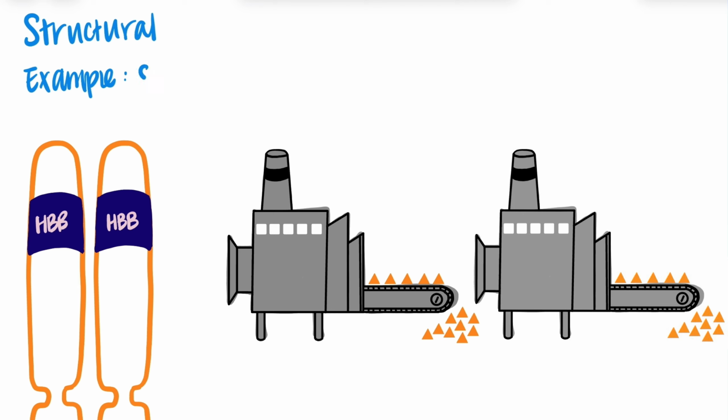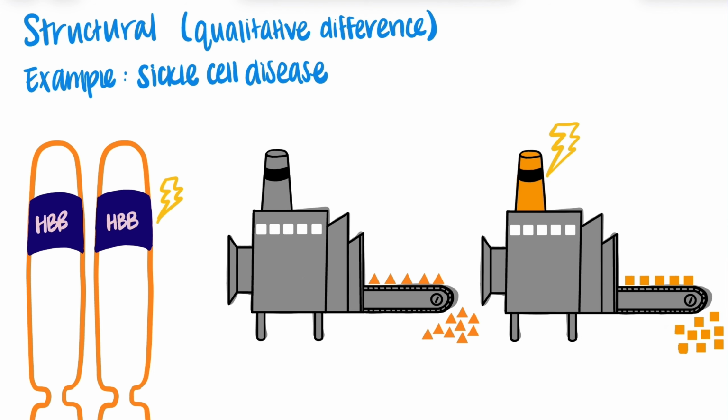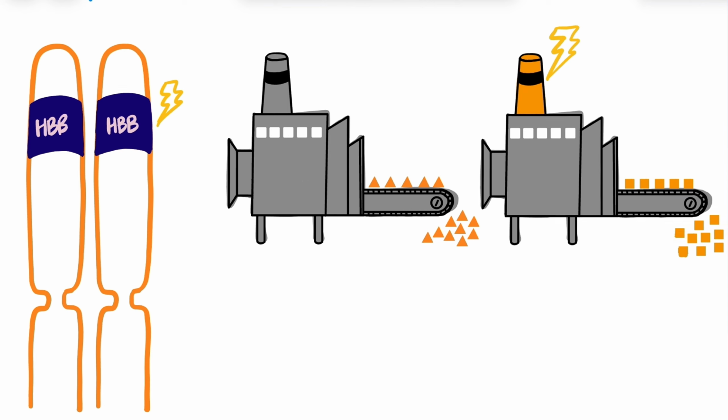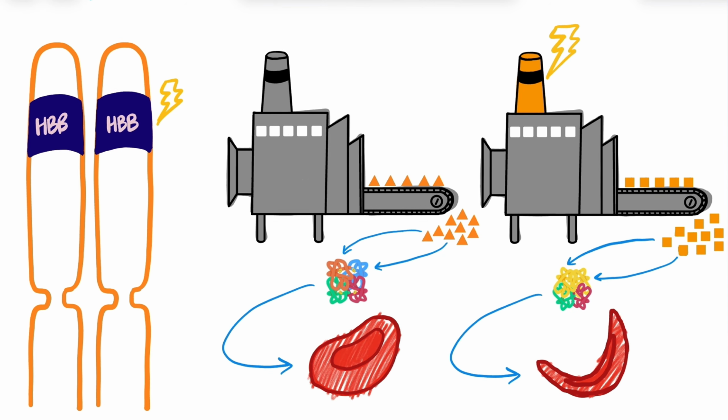Let's now take a look at an example of a structural hemoglobinopathy: sickle cell disease. Again, this occurs when genetic changes alter the physical structure of the hemoglobin protein being made. In sickle cell disease, a specific mutation in the gene HBB changes the biochemical properties of the amino acid chain, and this causes the resulting hemoglobin to form a characteristic sickle shape and clump together in blood vessels.